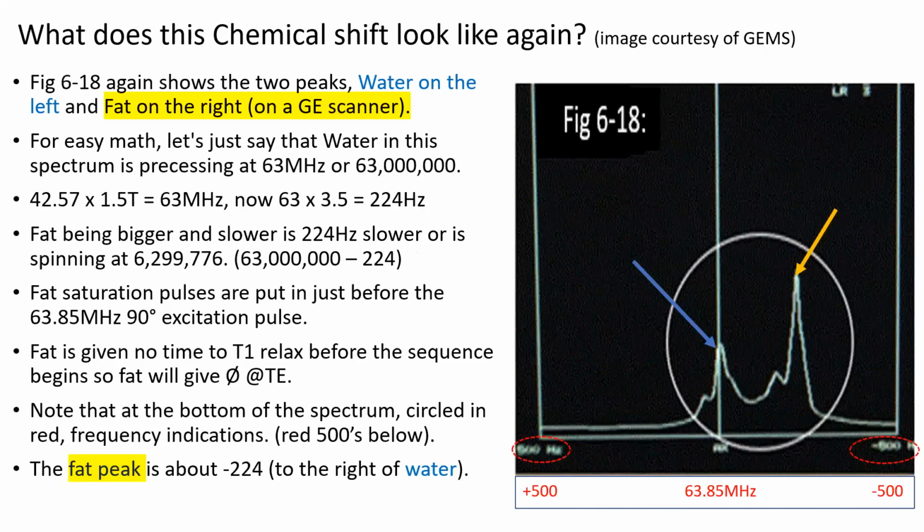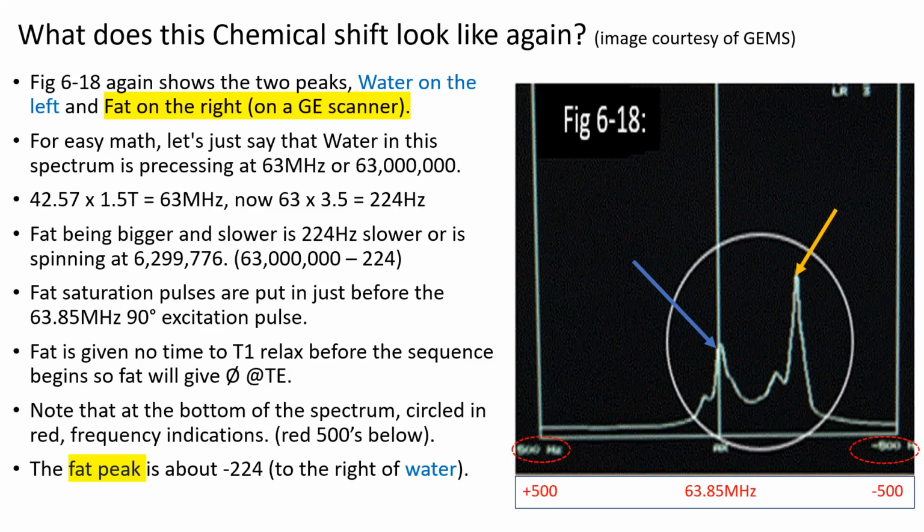Okay, so for all you GE users out there, I took this right off a GE screen, and here's your chemical shift. You got two chemicals, fat and water. Fat is the yellow arrow and water is the blue arrow. That's the precessional frequency difference at 1.5, because fat is a big, slow molecule. Water is a small, fast molecule. If that was done at a 3 Tesla scanner, those peaks would get even further apart, because precessional frequency is directly proportional to field strength.